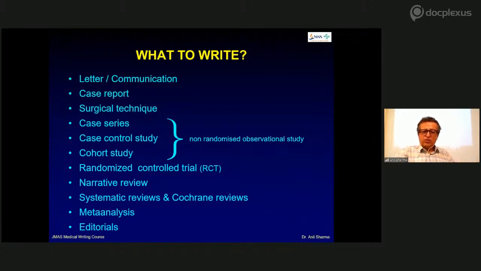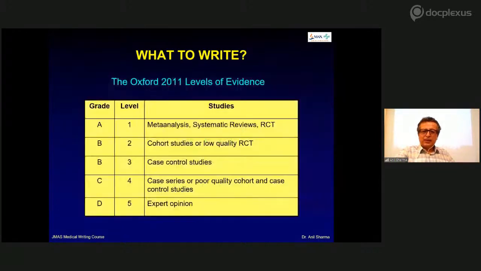So again, this is what we have just looked at, starting from low levels of evidence, going on to progressively higher levels of evidence. And this is the Oxford 2011 levels of evidence table, which is quite popular. It tells us that level one evidence comes from meta-analysis, systematic reviews, and well-conducted randomized controlled trials. Level two is cohort studies or low-quality randomized controlled trials. Level three is case-controlled studies. Level four is case series. And level five is expert opinion.